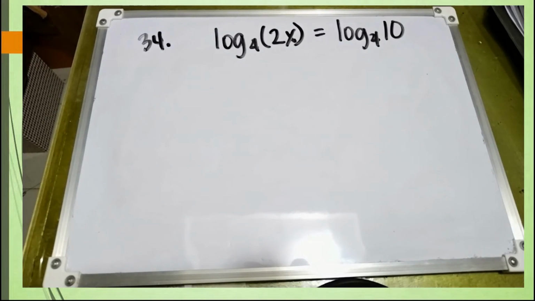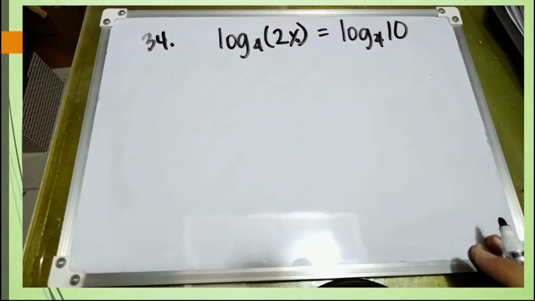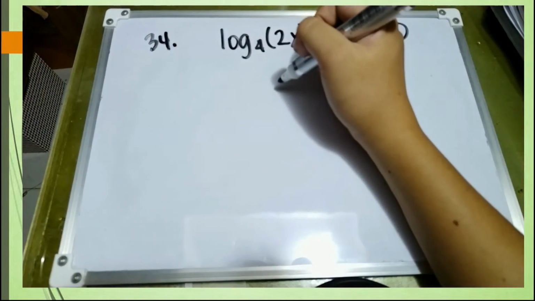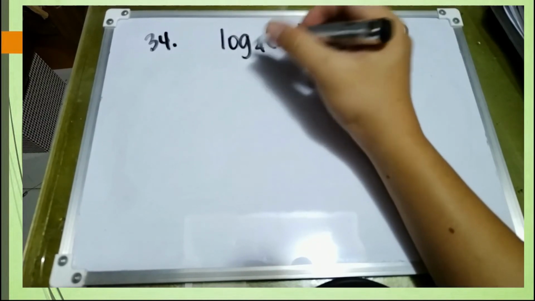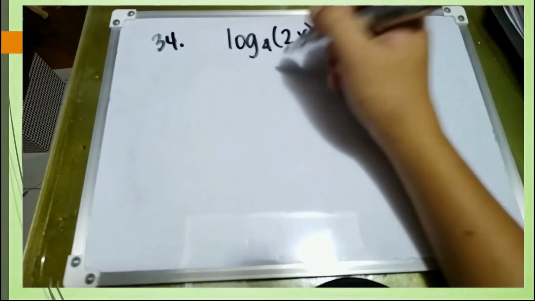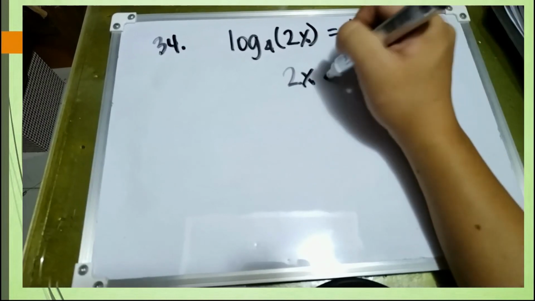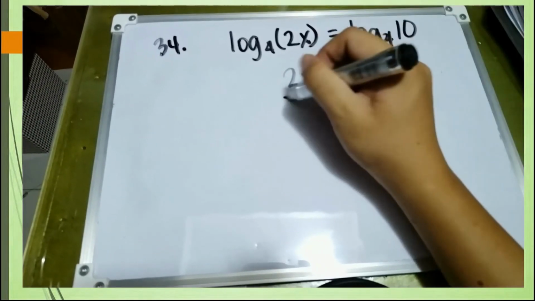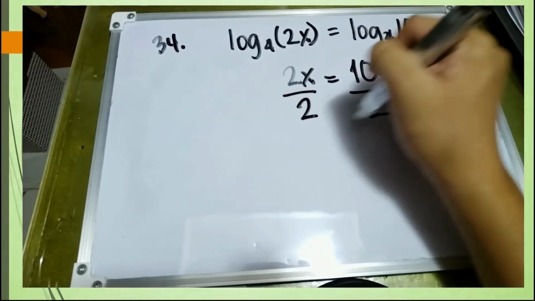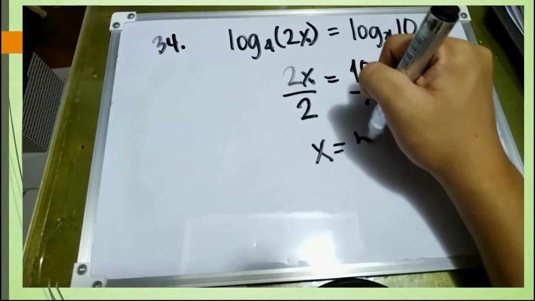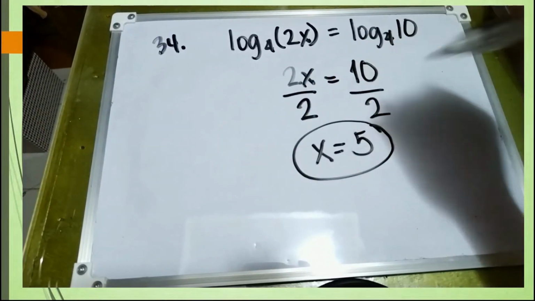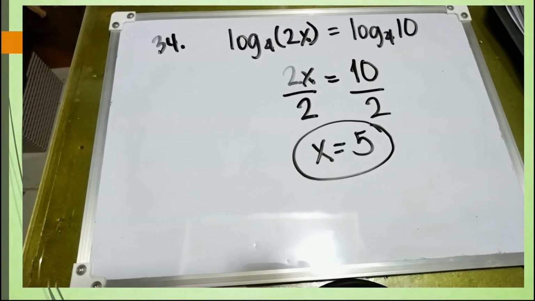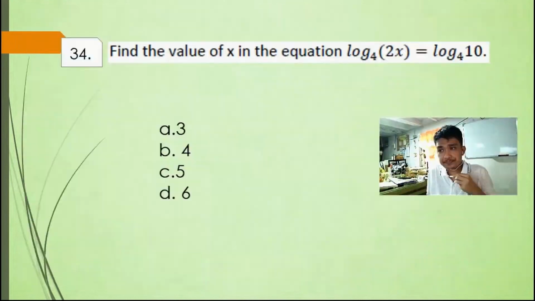Let's now have number 34. Find the value of x in the equation log base 4 of 2x is equal to log base 4 of 10. Since they have the same logarithm, we shall cancel that out. So that becomes 2x is equal to 10. Divide both sides by 2. So x is equal to 5. Now the answer is letter C.